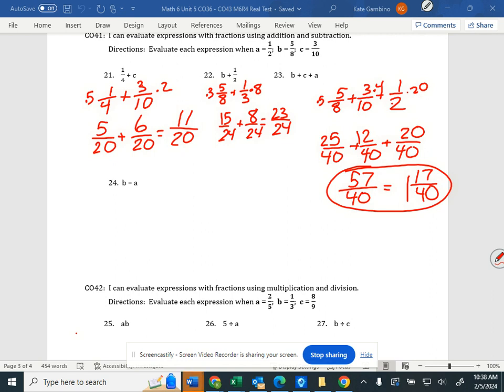And our last one, 5/8 minus 1/2. I used a common denominator of 8. So 5/8 stays 5/8. To go from 2 to 8, I times by 4. 1 times 4 is 4. 5 minus 4 is 1 over 8. I can't simplify that any lower.